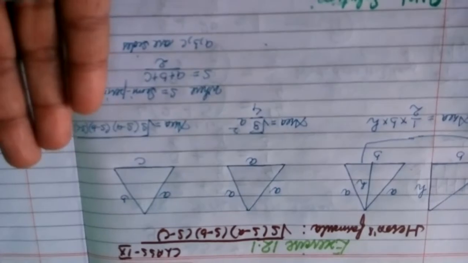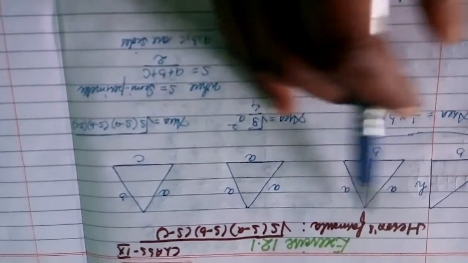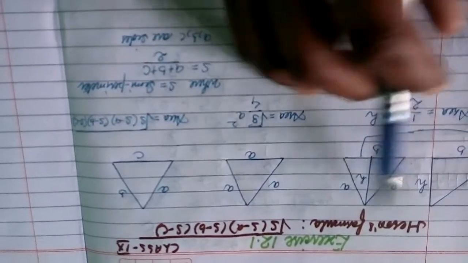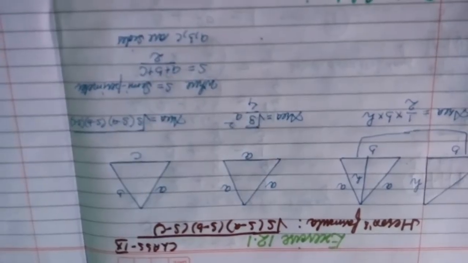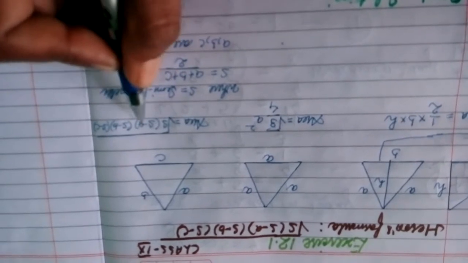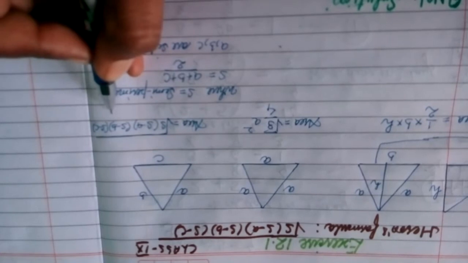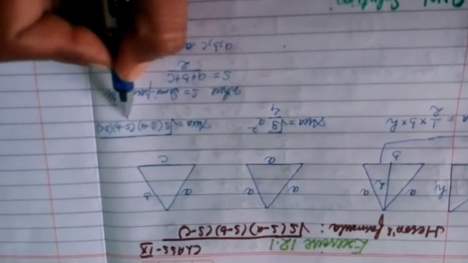Why is this formula named Heron formula? Because the mathematician who invented this formula, his name was Heron. That's why this formula is called the Heron formula. And what is the Heron formula? Heron formula is the square root of s into s minus a, s minus b, s minus c. Now let us know what are these s, a, b, c here.